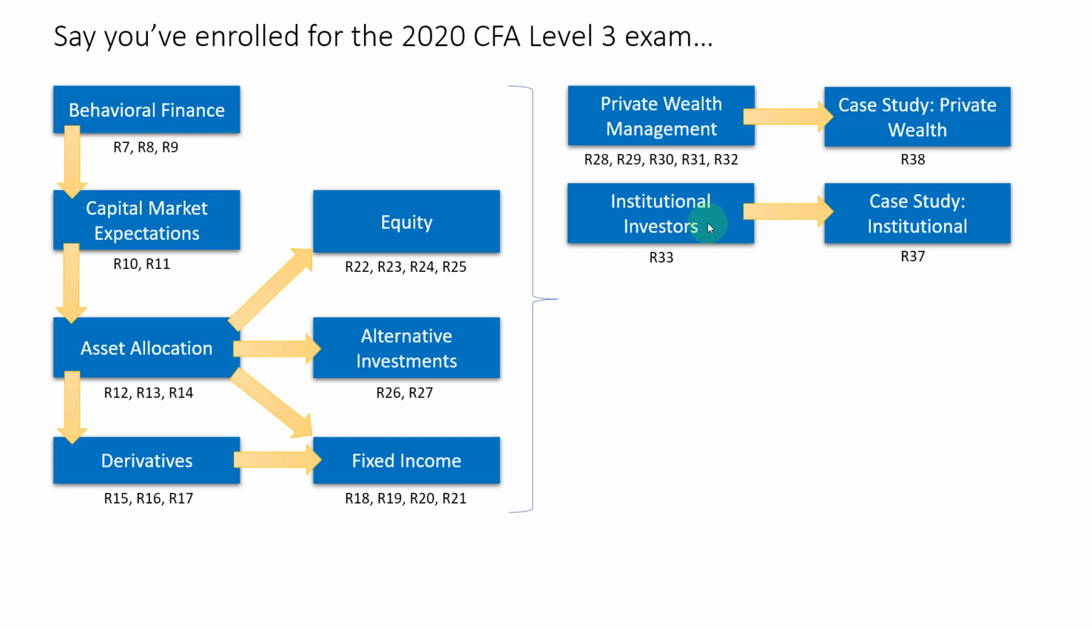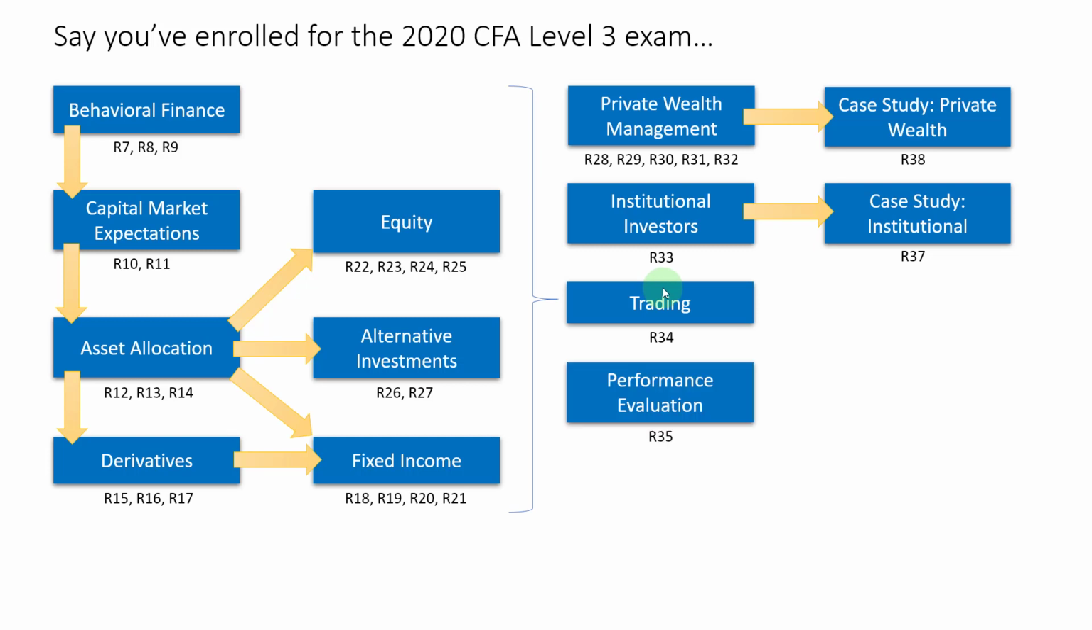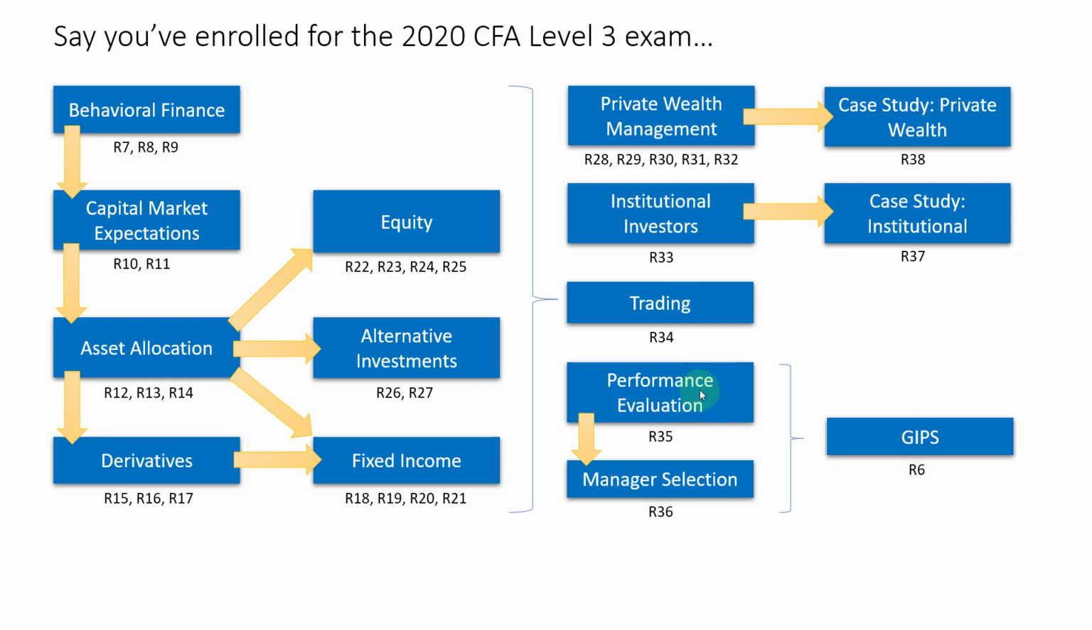That's reading 37. Then you will have all the other miscellaneous topics like trading. That's reading 34. And then there is portfolio performance evaluation. That's reading 35, which leads to reading 36 on investment manager selection. After reading 35, you can even move on to GIPS. But GIPS would be a pretty dry topic for most students, so you can keep that to the last.